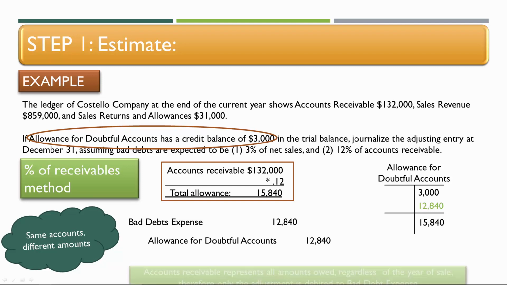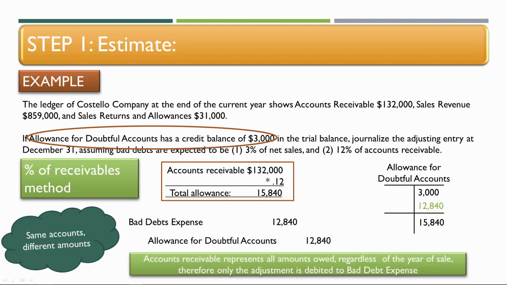And because accounts receivable represents all amounts owed to us, it could be from sales from this year, it could be sales from last year, it could be sales from 2 years ago. So when we're looking at the accounts receivable balance and using that to determine our allowance, we're actually figuring out what our allowance ending balance should be, and then we adjust to figure out what our current year bad debt expense is.